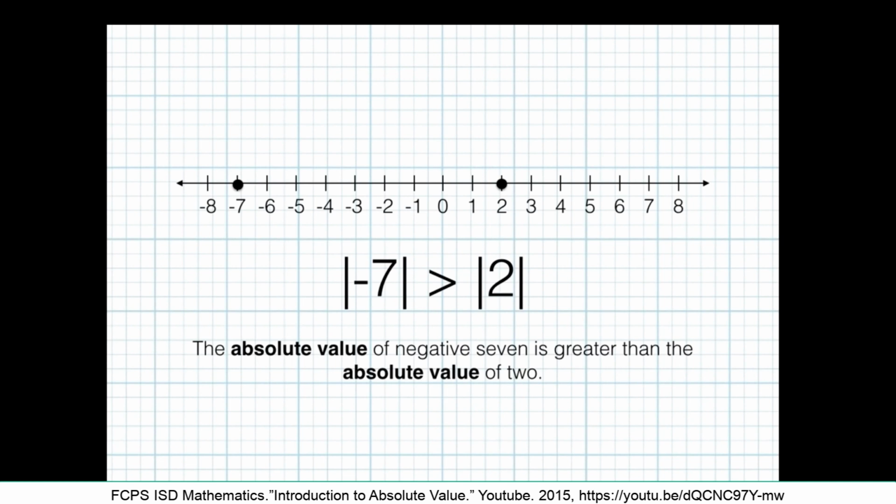Let's take a closer look. 2 is 2 units away from 0, so we say it has an absolute value of 2. -7, on the other hand, is 7 units away from 0, so it has an absolute value of 7. Since 7 is greater than 2, the absolute value of -7 is greater than the absolute value of 2.